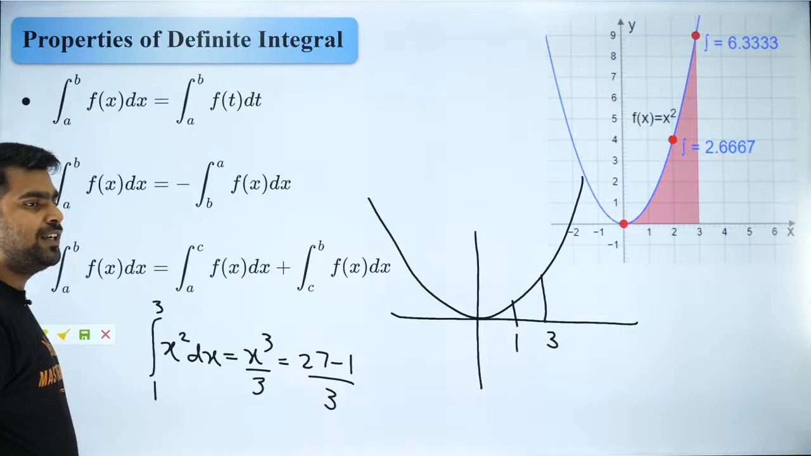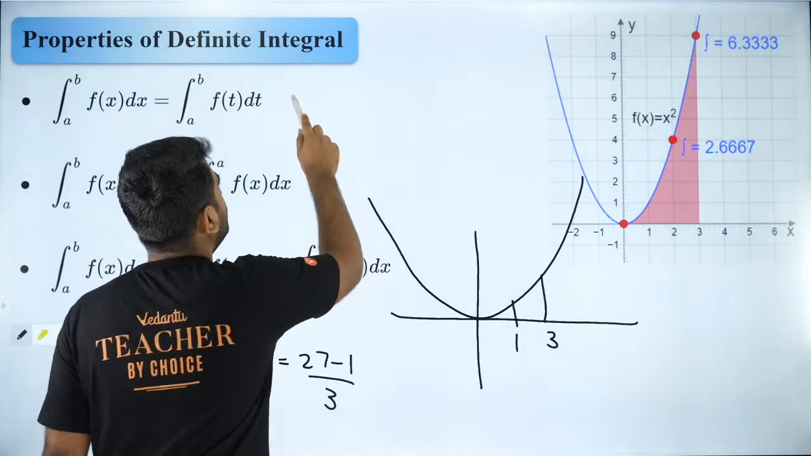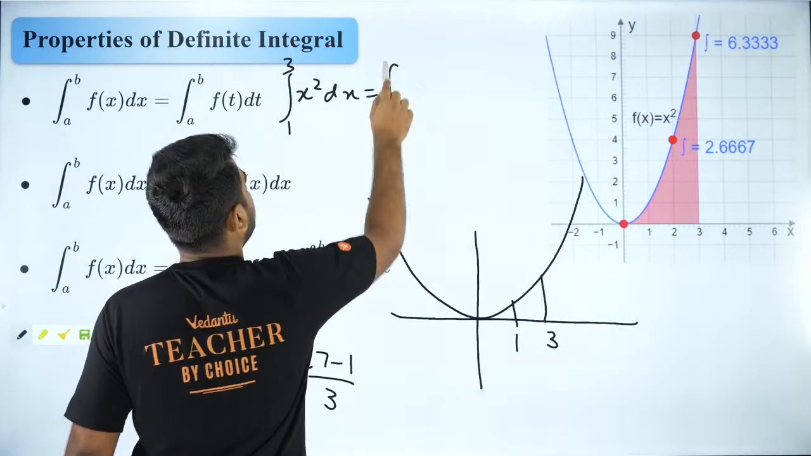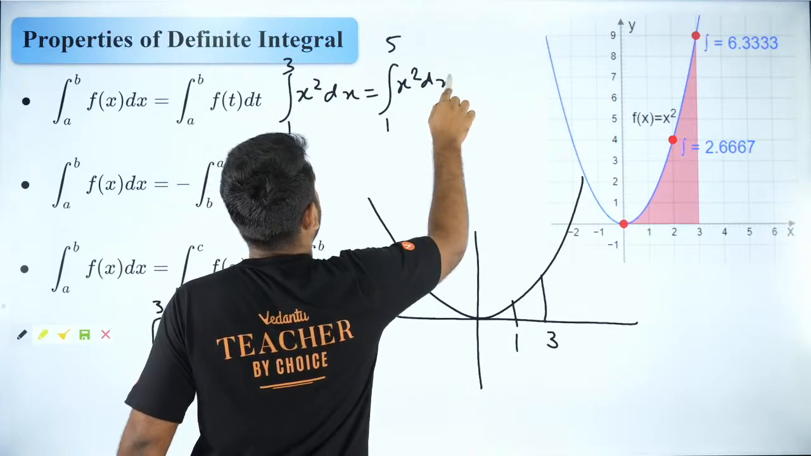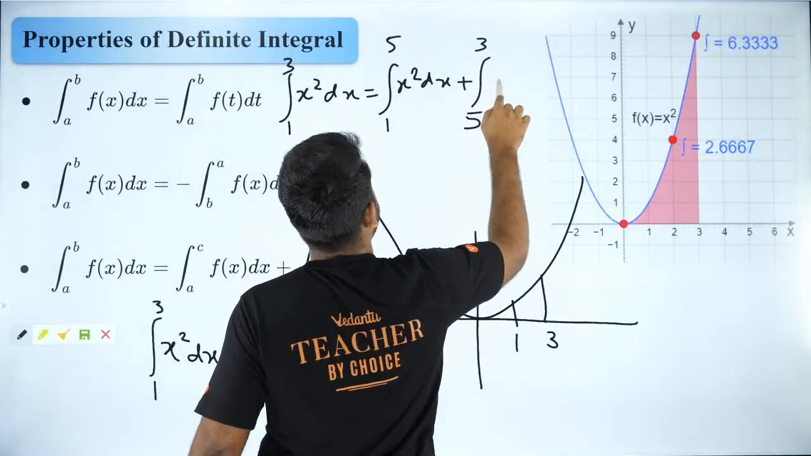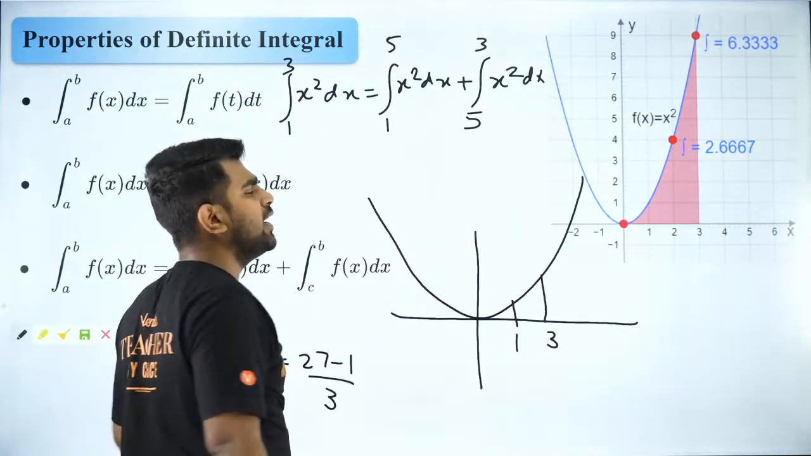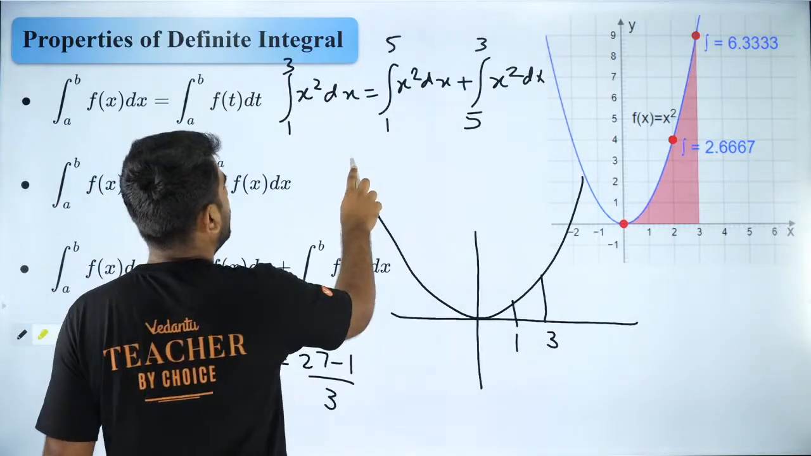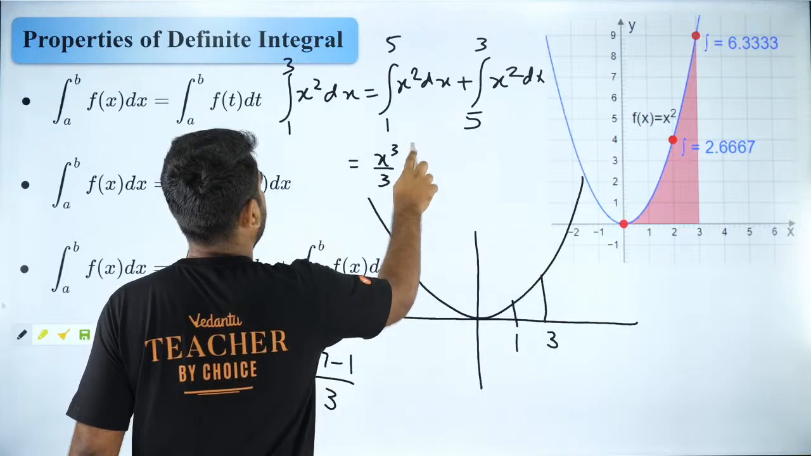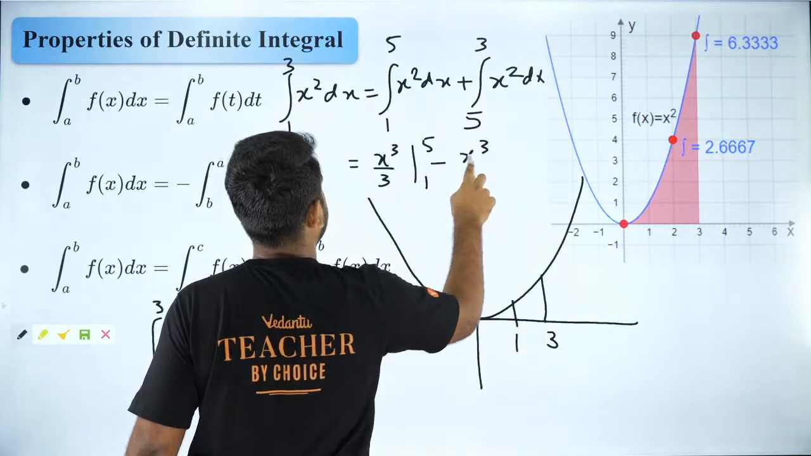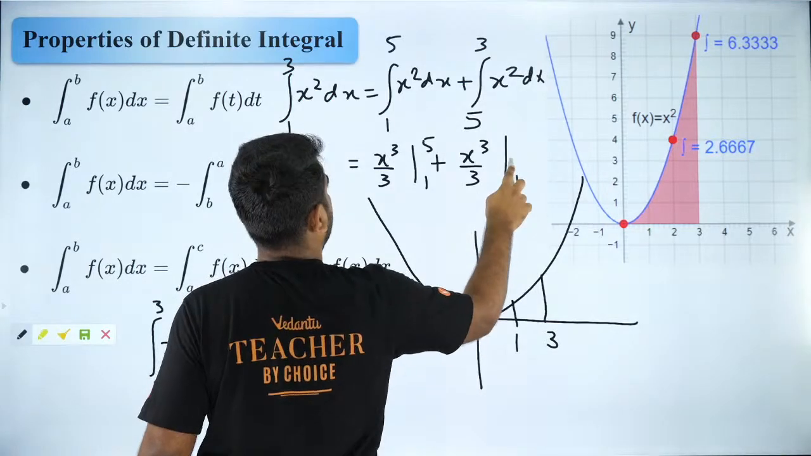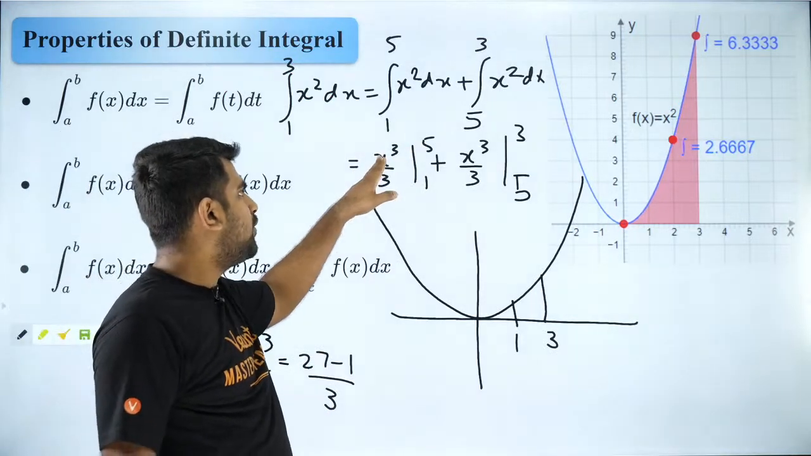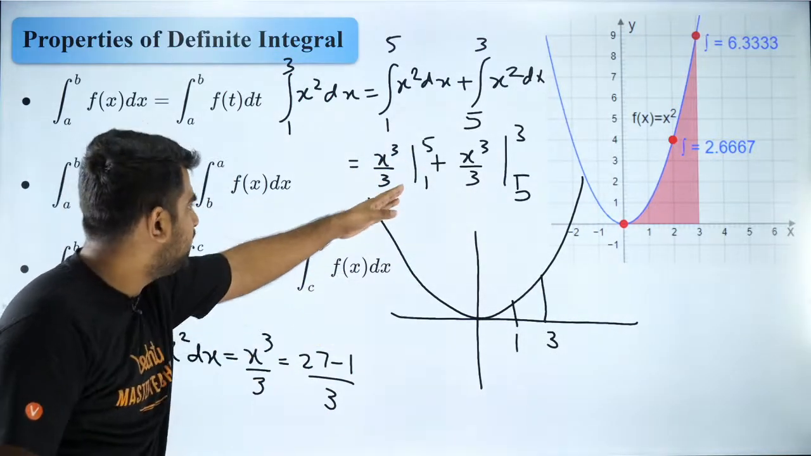Very good afternoon. Now I'm gonna do integral 1 to 3 x square dx as integral 1 to 5 x square dx plus integral 5 to 3 x square dx. Do you think it will give me the same answer? Yes, it will. Okay, so it is going to be x cubed by 3 from 1 to 5 minus x cubed by 3, plus x cubed by 3 from 5 to 3. So don't you think it will give you the same answer, because this 5 will get cancelled with this 5? So don't you think they are the same?